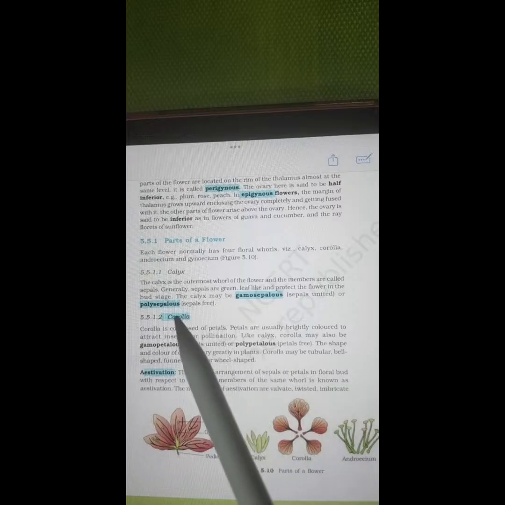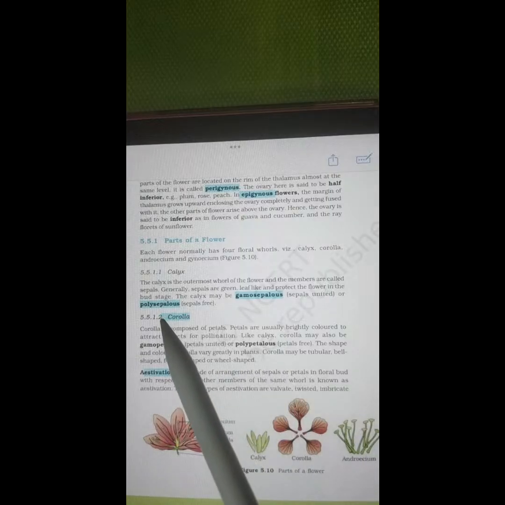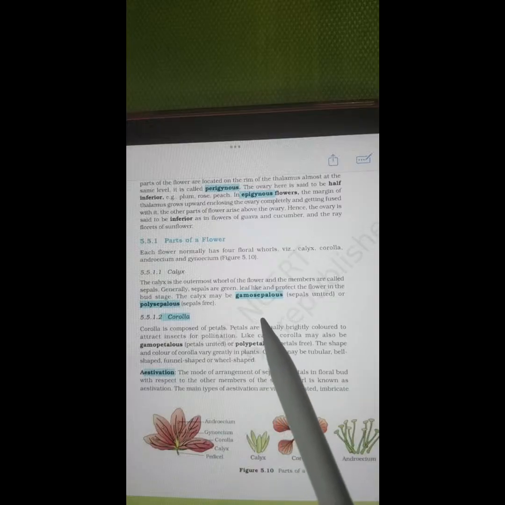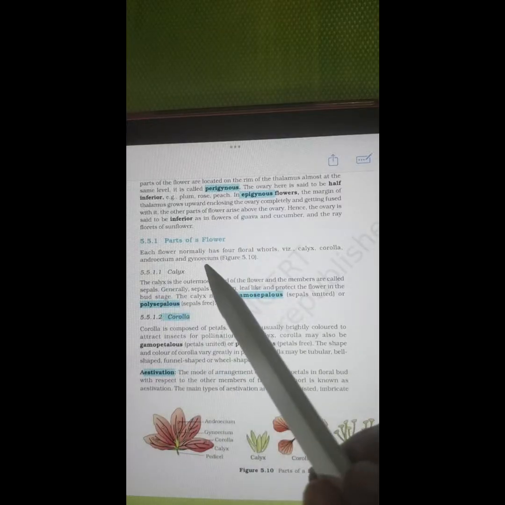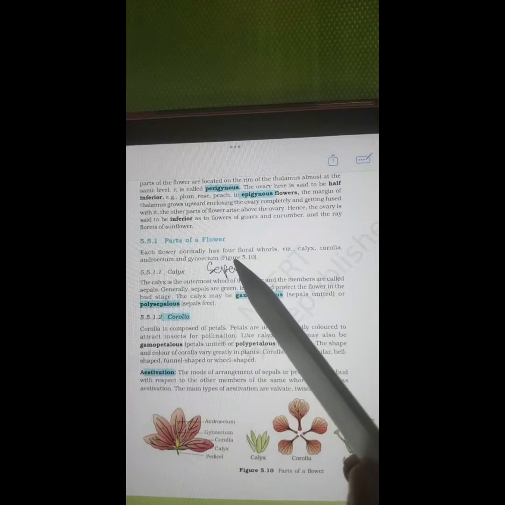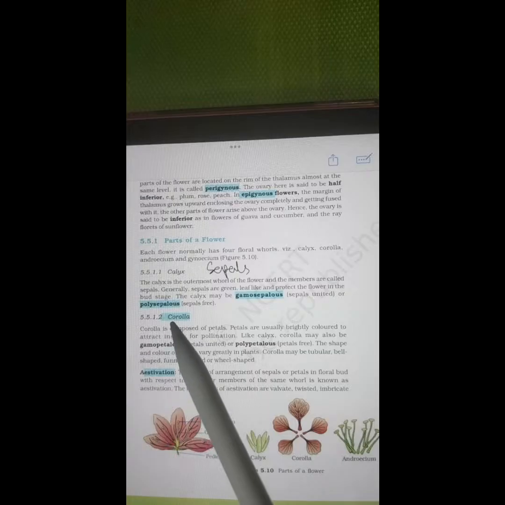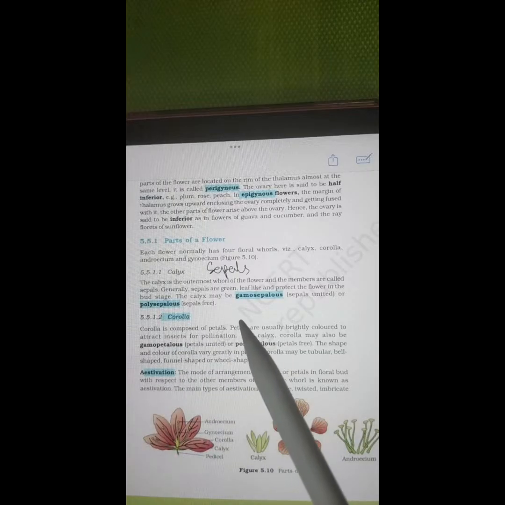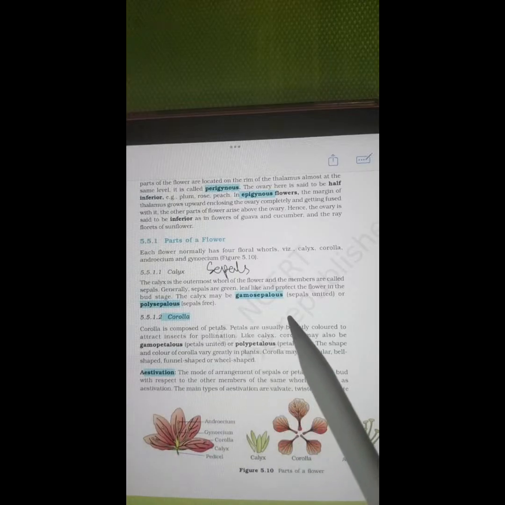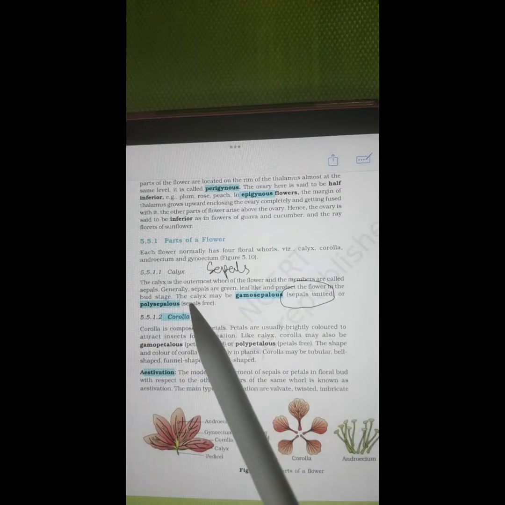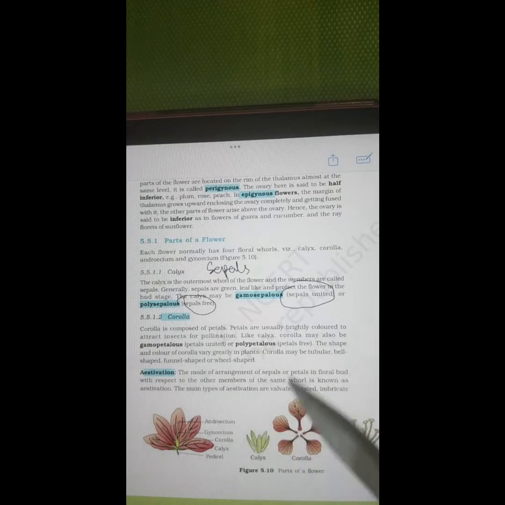If the sepals are free, we will be using the word polysepalous. The collection of sepals is known as calyx. So in case the sepals are free, it will be polysepalous. In case they are fused, it will be gamosepalous. Gamo in botany always means fusion and poly means free. You can see here sepals united and sepals free.